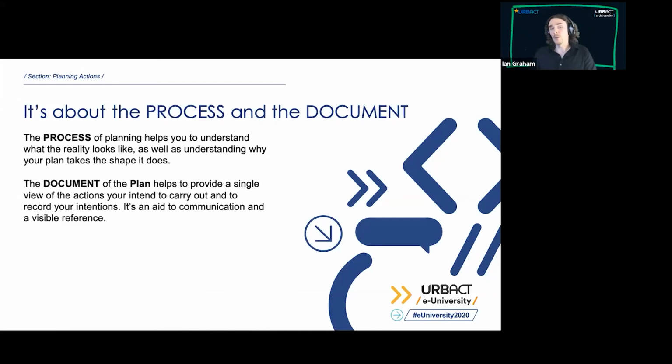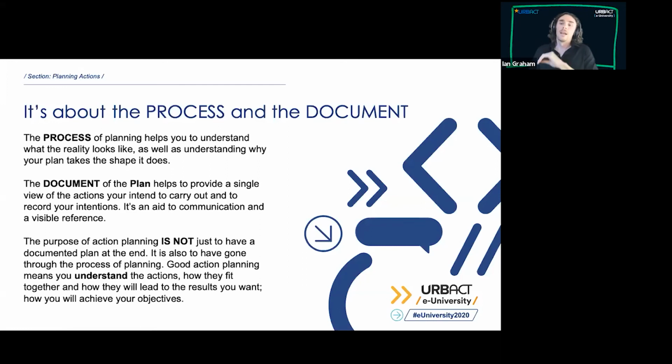And that can be a physical document that you're holding. It can be a digital document. I'm just talking about however your plan is recorded. I'm not saying you have to have a physical piece of paper per se, but that can be helpful. So the process is a really key part of it. It's not just about having the document at the end, it's about the process too. And that helps you understand how it fits together, how it will all lead to your results.